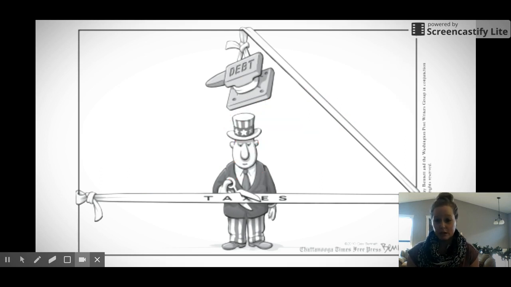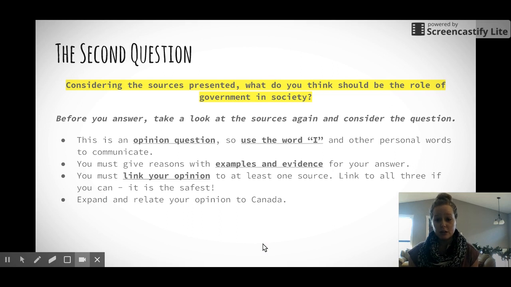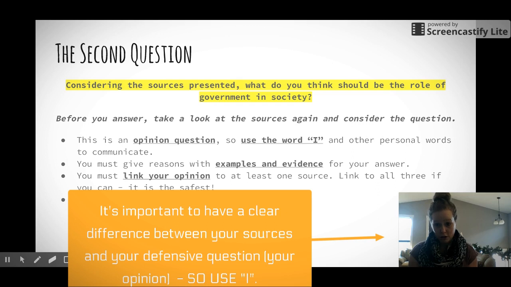Let's go on. So now let's take a look at the second question. So in the example we looked at, the second question is, considering the sources presented, what do you think should be the role of government in society? So a good idea is, before you start to answer this, you take a look at your sources and what they are saying about society. Then you can come up with your own opinion. So this is an opinion question, so please use the word I.